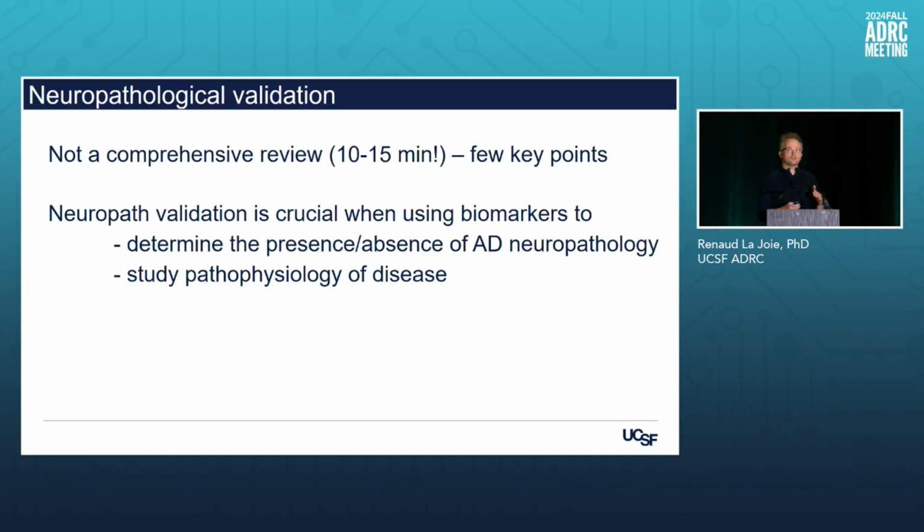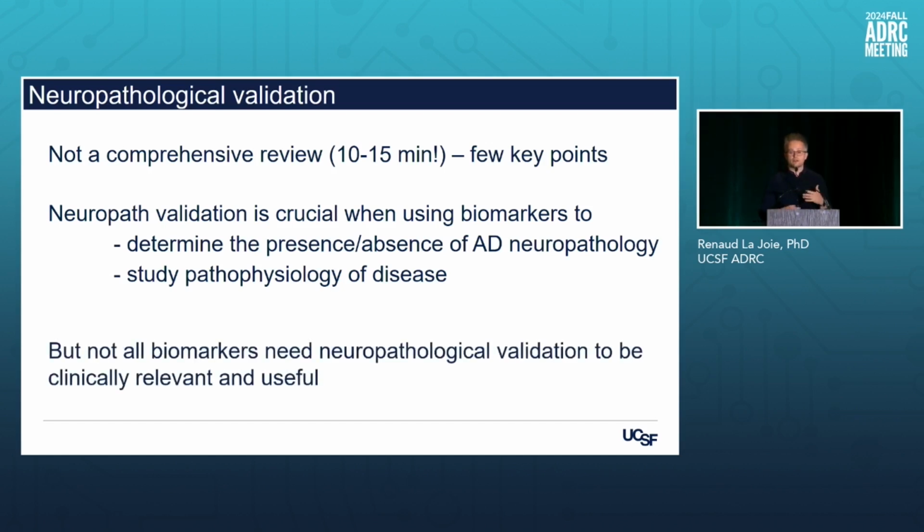I think it's very obvious to everyone that when we think about why we care about validating biomarkers with neuropathology, the first thing that comes to mind is that we want to make sure that we interpret the biomarker data correctly when we're trying to rule in or rule out the presence of Alzheimer's pathology. But we also need to remind ourselves that it's very important to have validated biomarkers when we use those biomarkers to study disease mechanism. We want to make sure that we interpret this data correctly.